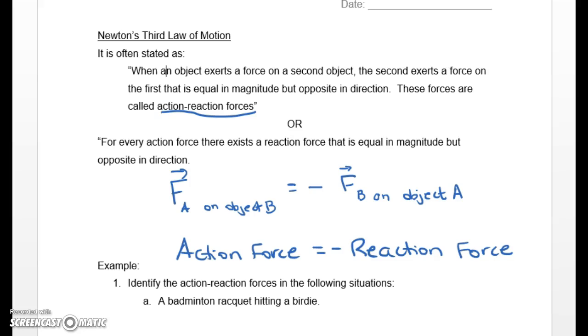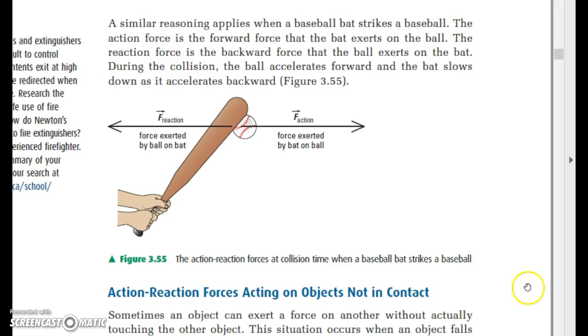So I'm just going to flip over to the Pearson physics textbook I have here. The example they use is when you're swinging a baseball bat and it strikes a baseball. The action force is the forward force that the bat exerts on the ball. The reaction force is the backward force that the ball exerts on the bat. So during the collision, the ball accelerates forward and the bat slows down. That's due to that negative force acted upon it from the baseball.